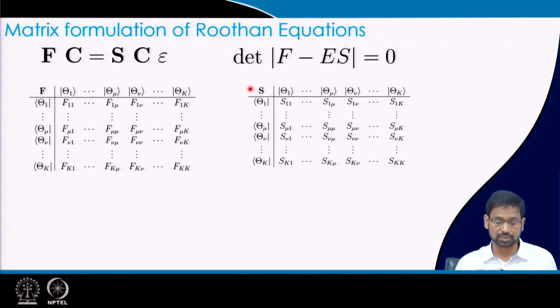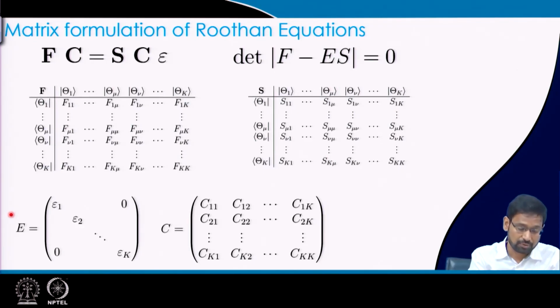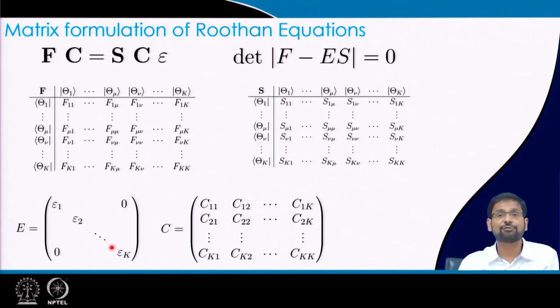So, the solution becomes that we have to get this F minus ES, and then find the roots. Since the matrices are k by k, I would find k number of roots, because I will get a set of equations of the order k. Therefore, I will get k number of energy solutions. Now, this energy matrix would be a diagonal matrix with the diagonal elements as the energies of the first k molecular orbitals, not spin orbitals.